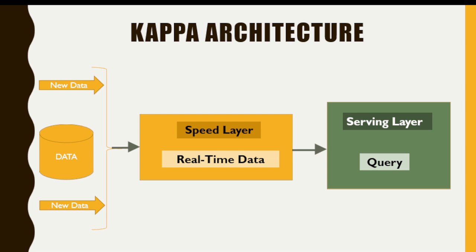Next, let's talk about Kappa architecture. Kappa architecture is an alternative to the popular Lambda architecture. It is designed to simplify the architecture by using only a single processing layer. It uses stream processing to handle both real-time and historical data. Kappa architecture is particularly useful when dealing with real-time data that needs to be processed quickly.